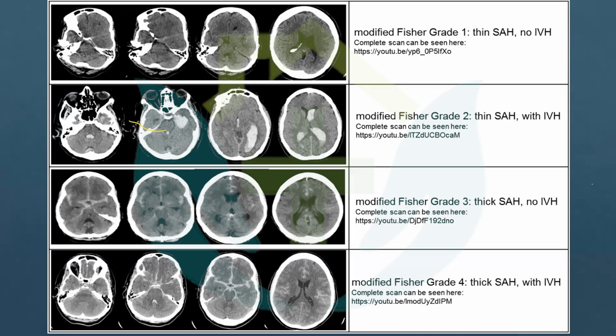So this can predict with what percentage the patient can land up in vasospasm and further complications of delayed cerebral ischemia, cerebral infarctions. Okay.